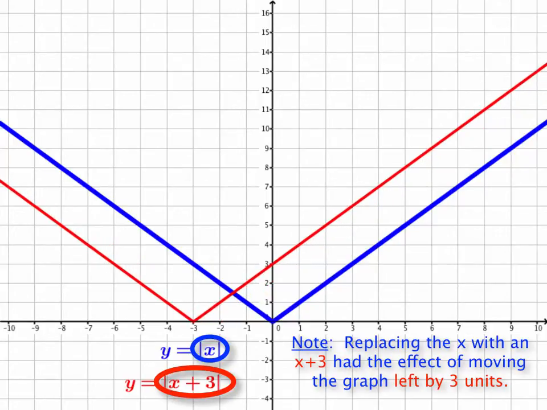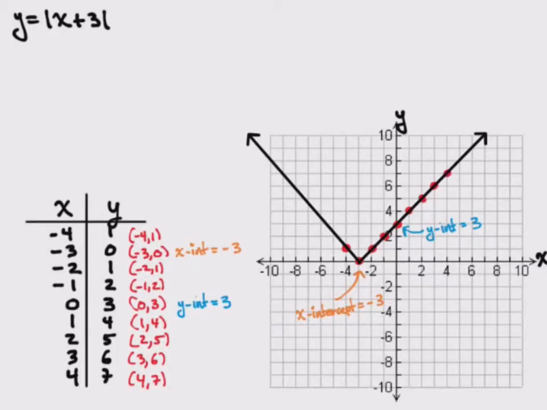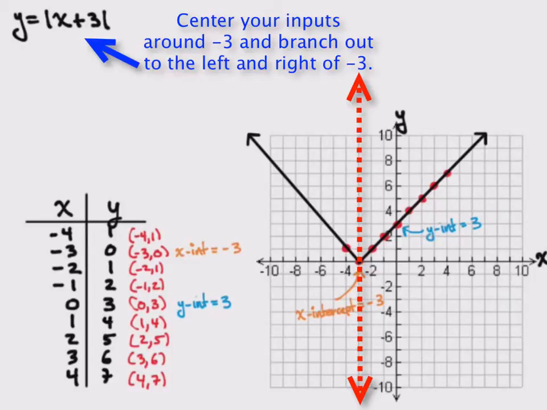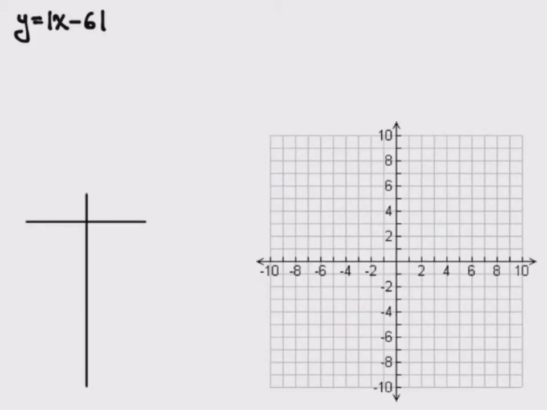If I were to add something here, note that this graph is symmetric about the point where x equals -3. So it makes sense to me when I see this x plus 3 in our absolute value bars that it might have been smarter for us to center our x values around -3 and then go to the left or right from there. Alright, let's graph all the ordered pairs for y equals the absolute value of x minus 6.